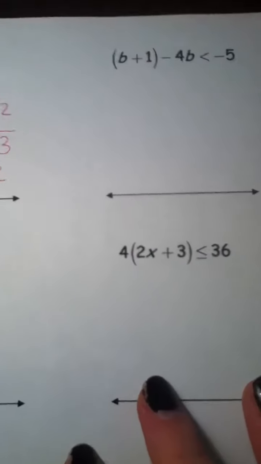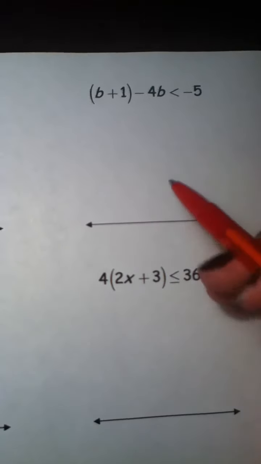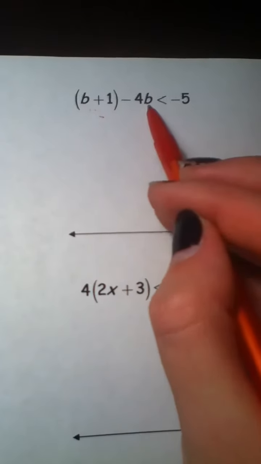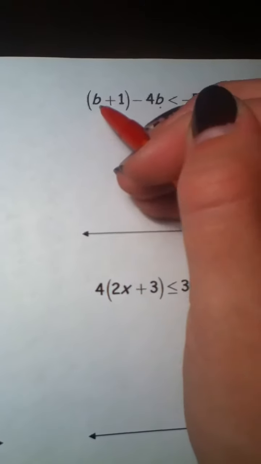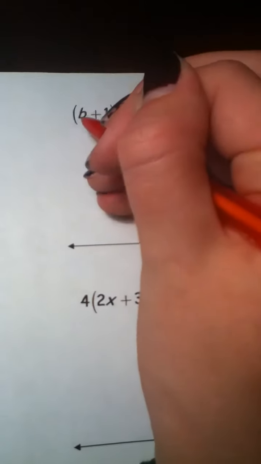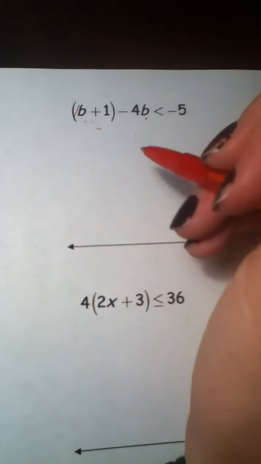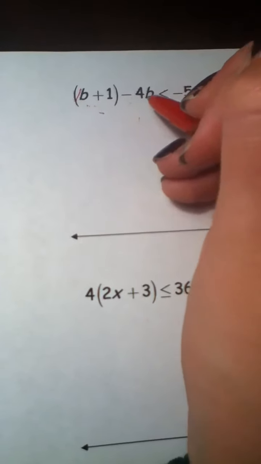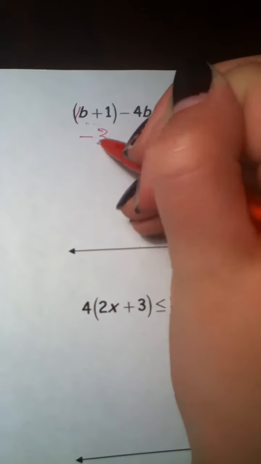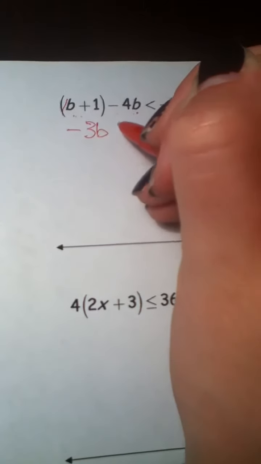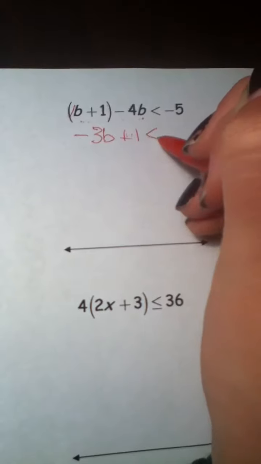Now think, combining like terms. There's 2 b's on this side. I'm going to combine them. So we've got a positive 1b, if you want to write that 1 in there, minus 4b. So 1 minus 4, we end up with a negative 3b. And we still have this plus 1. Okay, carry down your sign.